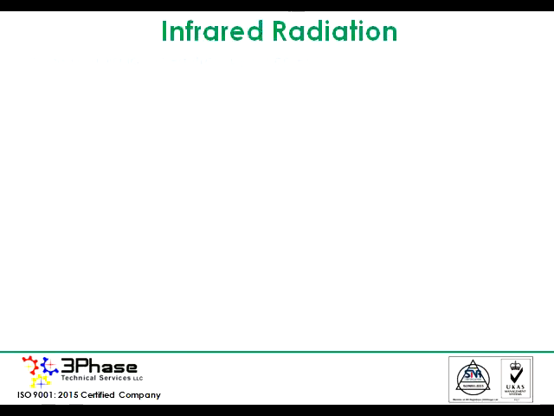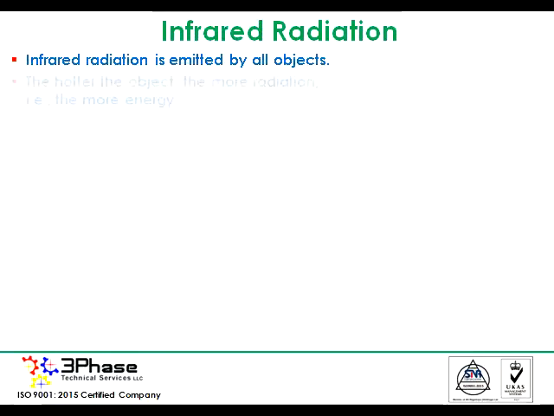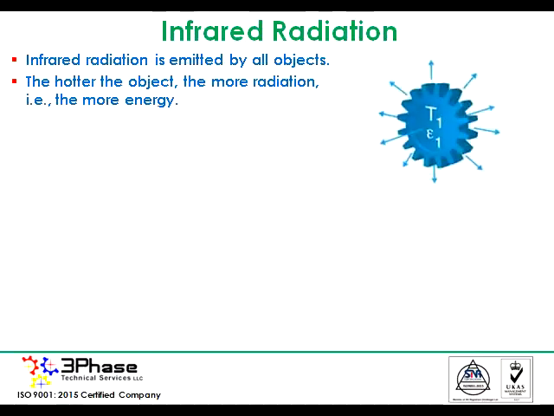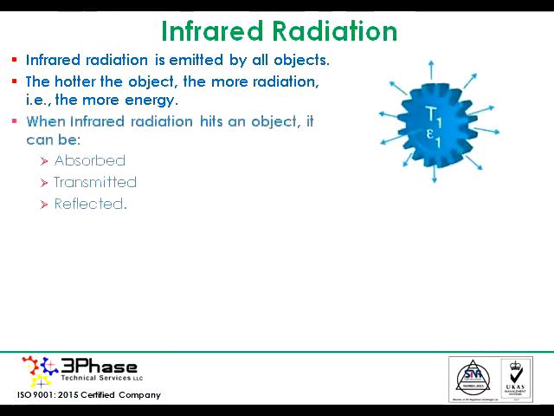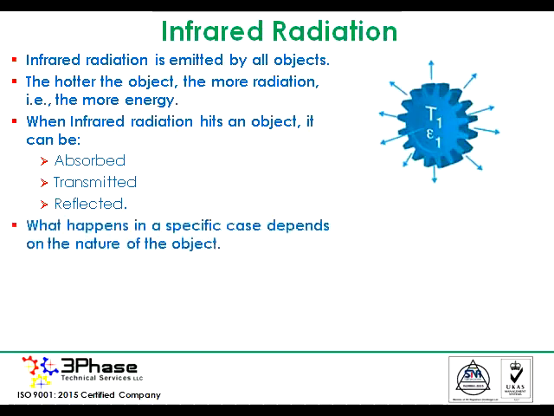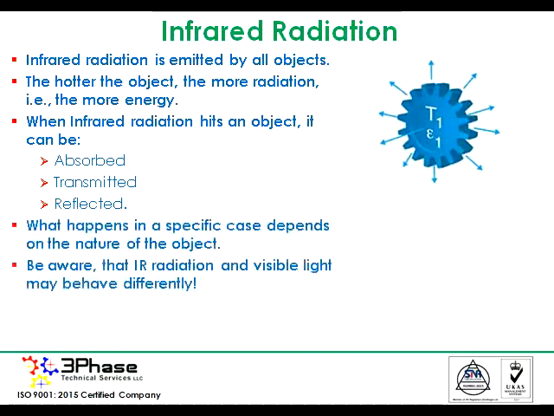Infrared radiation. Infrared radiation is emitted by all objects. The hotter the object, the more radiation, that is, the more energy. When infrared radiation hits an object, it can be either absorbed, transmitted, or reflected. What happens in a specific case depends on the nature of the object. Beware that IR radiation and visible light may behave differently.